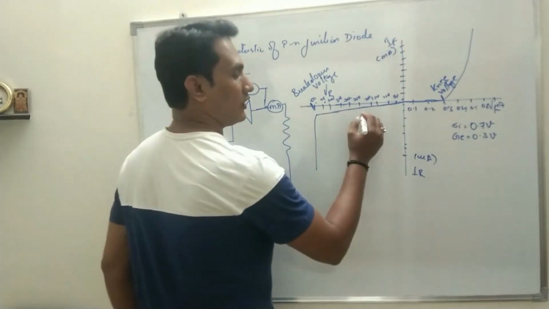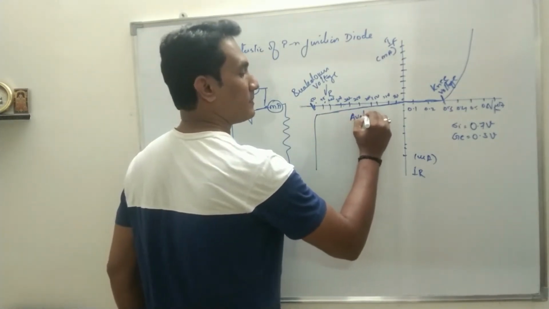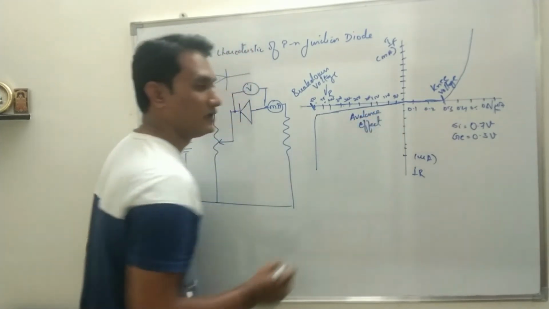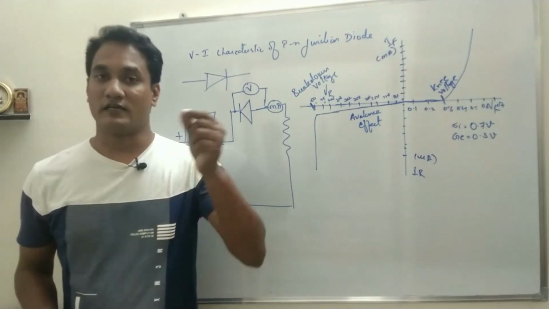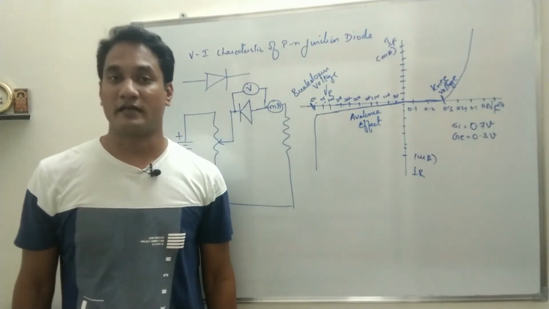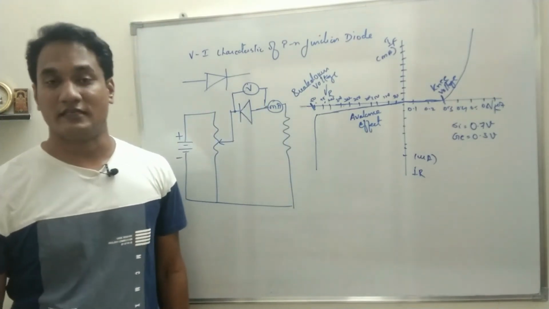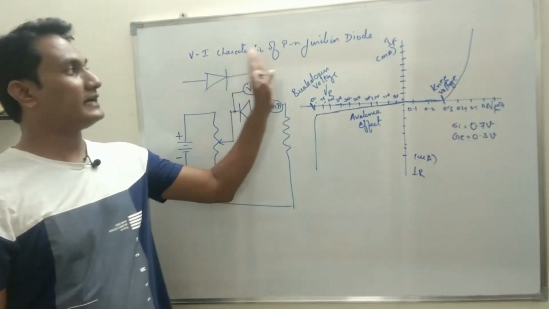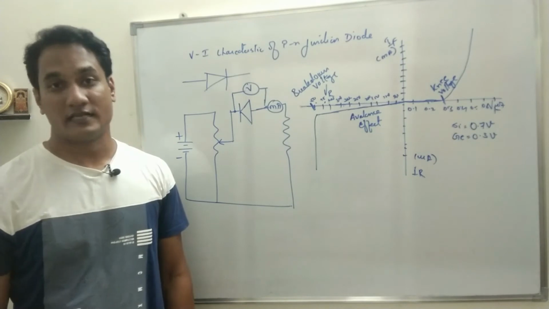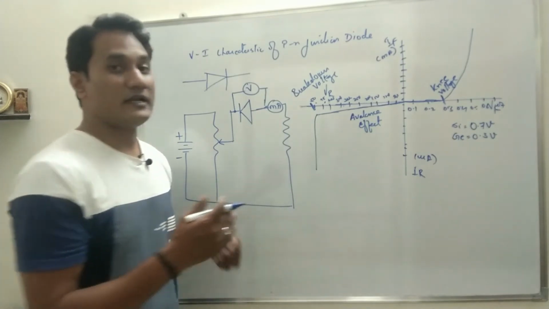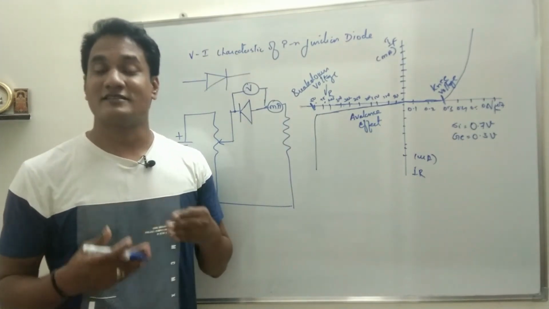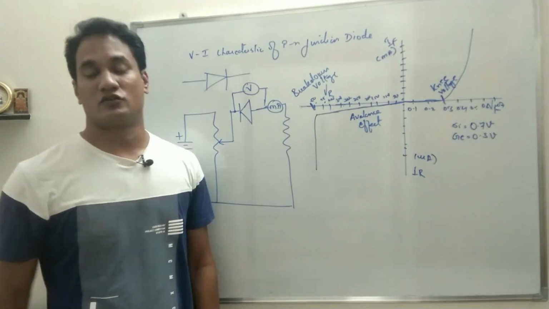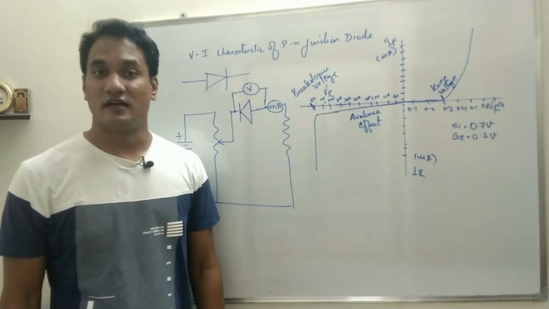This effect is called the avalanche effect. A small magnitude of current will gradually increase to become a very high magnitude, and it becomes very significant in the circuit. So this was the basics of VI characteristics of PN junction diode. Now let us try to understand what modifications have been done in a PN junction diode so that we get a Zener diode.